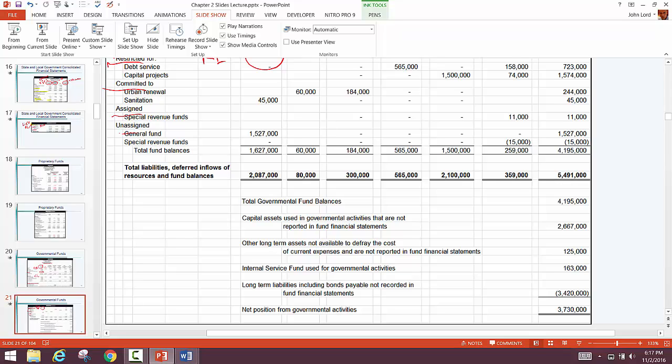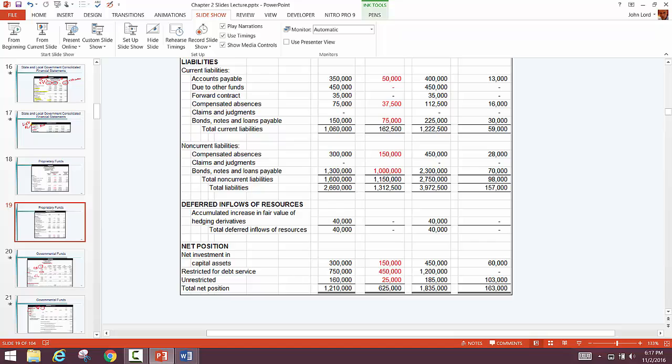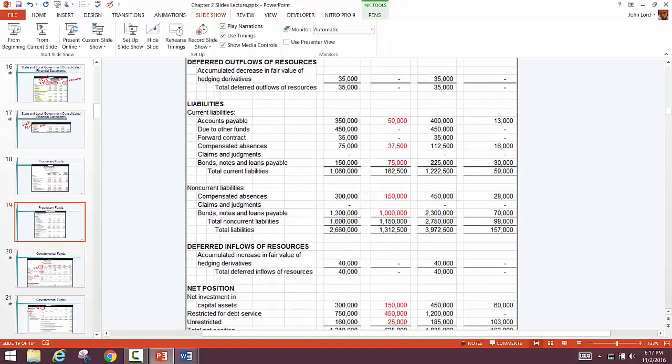But remember, at the government-wide level, I'm including the internal service fund as a governmental activity, right? So notice for the internal service fund, I pick up their net assets and add that to my fund balance, so that it will match the total net position being reported under the governmental activities column, because the internal service fund is in with the governmental activities, isn't it? Okay, so if I go back to my proprietary fund statement and I just look at my what?